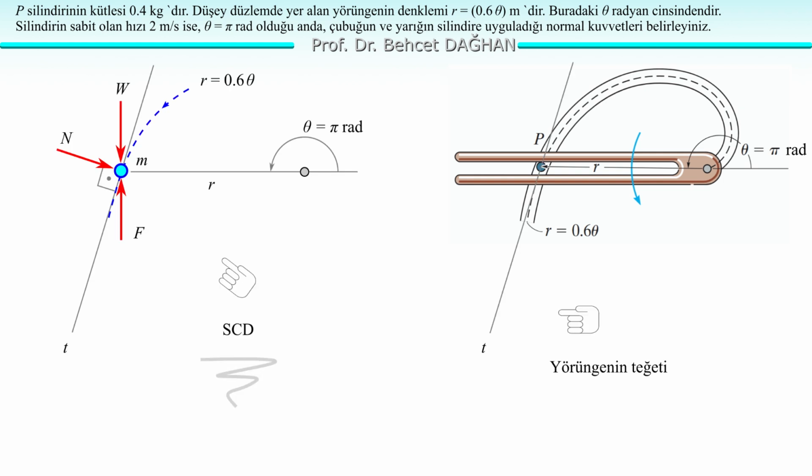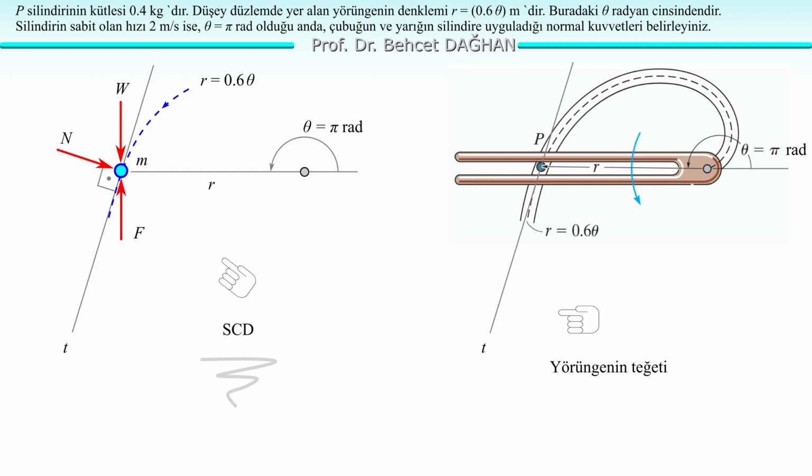At the instant when theta equals pi radians, the forked arm is in a horizontal position. Therefore, the gravitational force is perpendicular to the axis of the forked arm. It is vertical and downward. At the same time, the force exerted by the forked arm on the cylinder is also vertical. The force F is also vertical, but we don't know if it's upward or downward. We can represent it randomly. For now, let's assume that it is upwards.